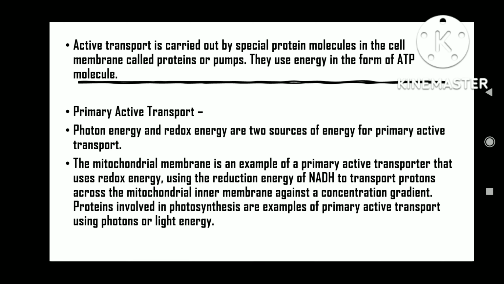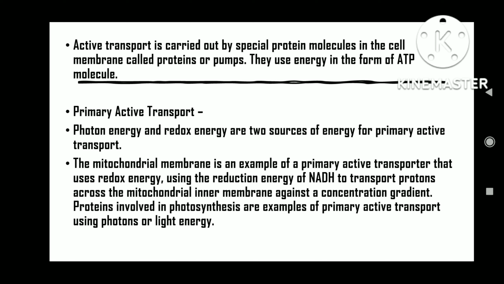Proton energy and redox energy are two sources of energy for primary active transport. The mitochondrial membrane is an example of a primary active transport that uses redox energy, using the reduction energy of NADH to transport protons across the mitochondrial inner membrane against a concentration gradient.